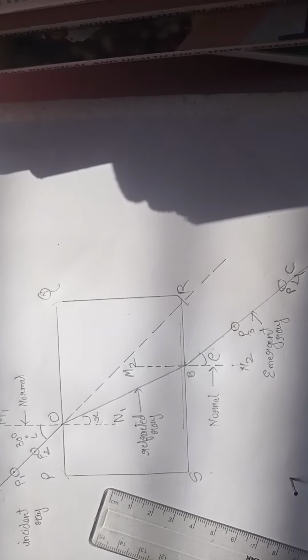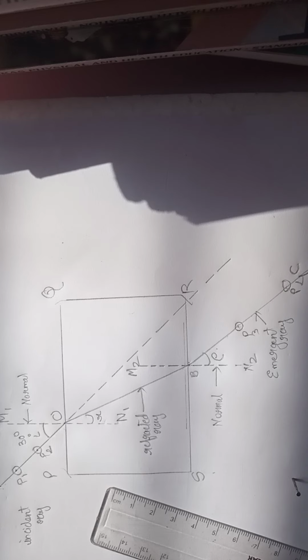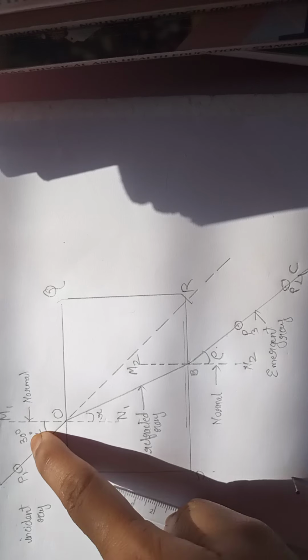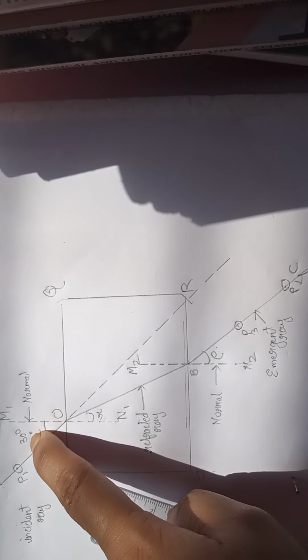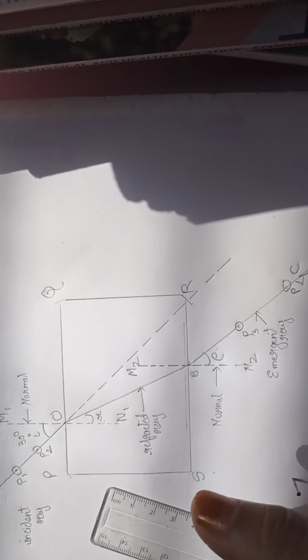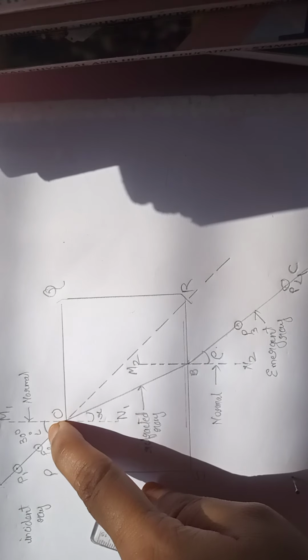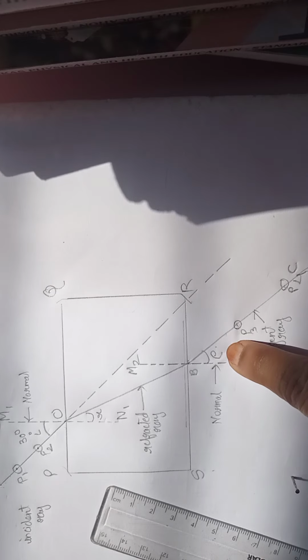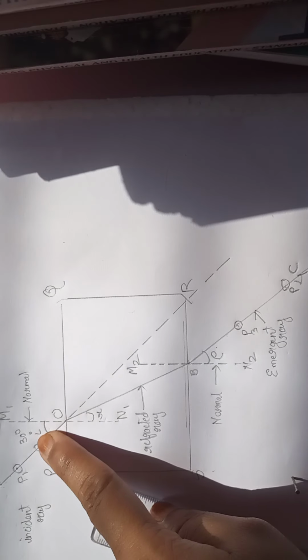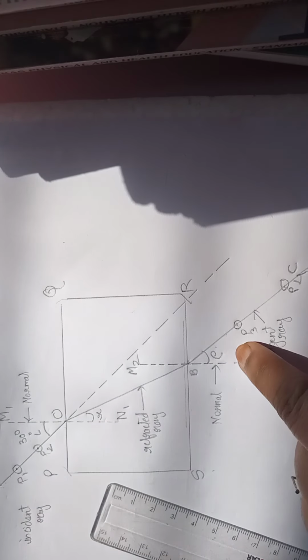Now in this experiment we will also observe the angle of emergence, which is represented as E. Now this same procedure we can repeat for another angle. Here we took 30 degrees, we can also take 45 degrees or 60 degrees. Each time you will observe that this angle I is exactly equal to the angle E. That is, the angle of incidence is equal to the angle of emergence.